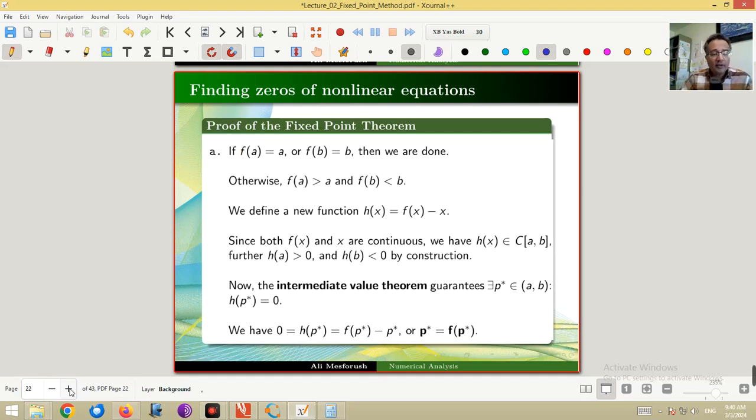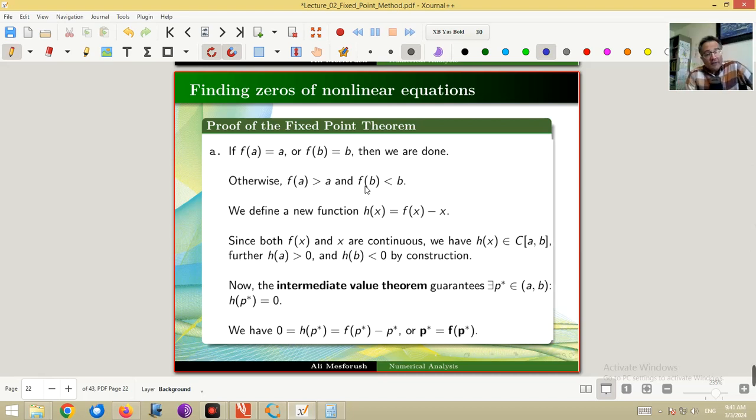For the proof of this theorem, consider f of a equal to a, or f of b equal to b. So there is nothing to say, and in fact we have done, because the fixed point is a in this case, and the fixed point will be b in this case. But if neither of these two cases has happened, in fact we will have f of a greater than a, and f of b less than b.